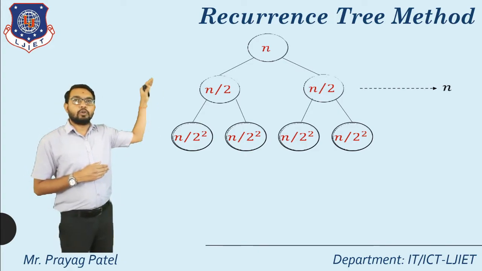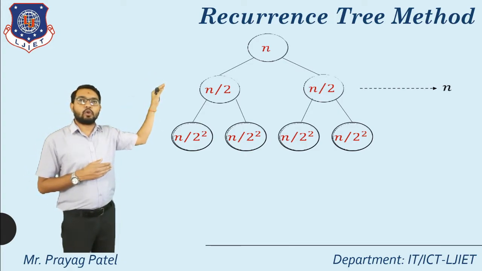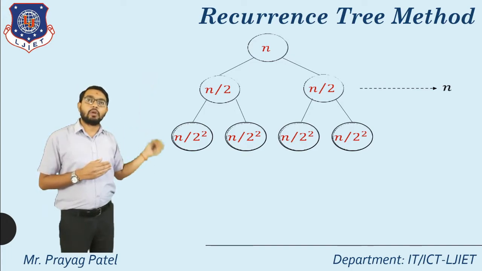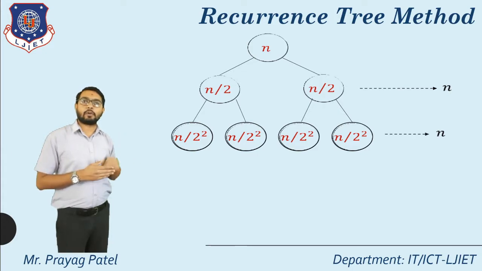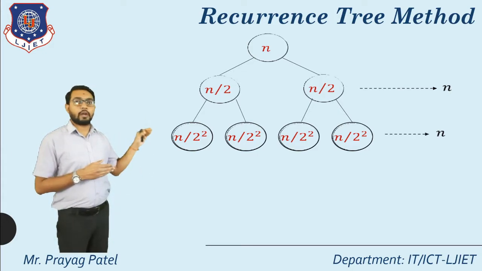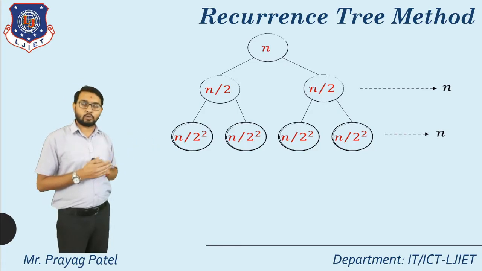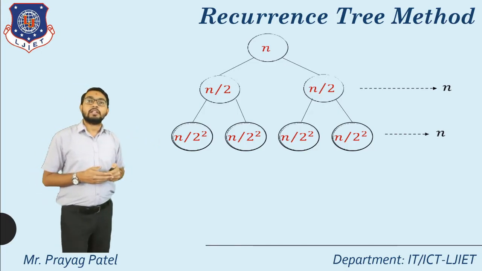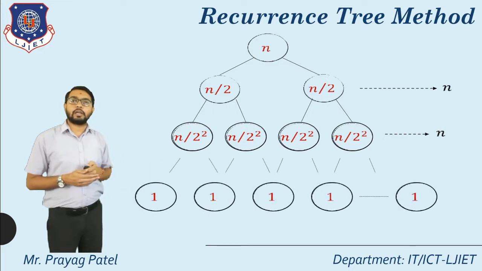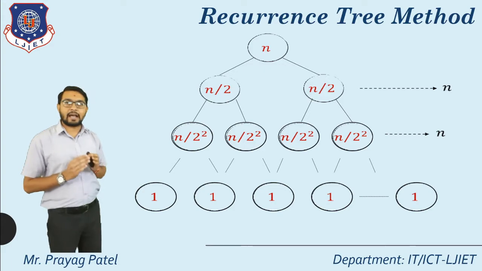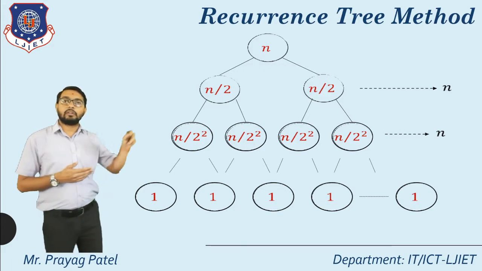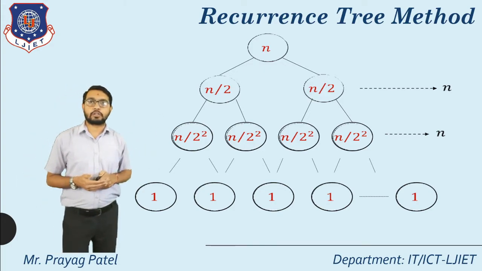So at level 0 cost equals N, at level 1 cost equals N by 2 plus N by 2, equal to N. At level 2, the cost is N by 4 plus N by 4 plus N by 4 plus N by 4, four times. So N by 4 four times means N is the total cost for level number 2. Same way we can find the cost for each and every level up to the last level, and the last cost is 1. So here this is the level by level cost.